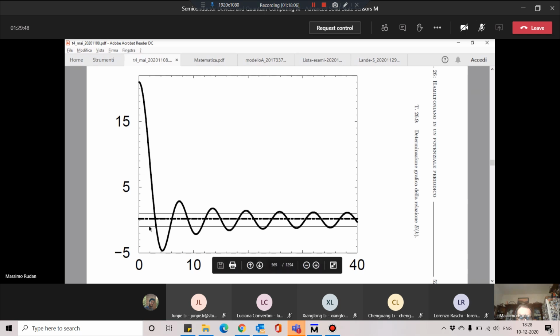Then the lower horizontal line, thin line here, is -1. So this is the lower boundary of the cosine of Ka. The upper thin horizontal line is the upper value of the cosine. It is +1. So the cosine must be somewhere in the middle. Let's take a value of the cosine that is this thick dashed line, okay?